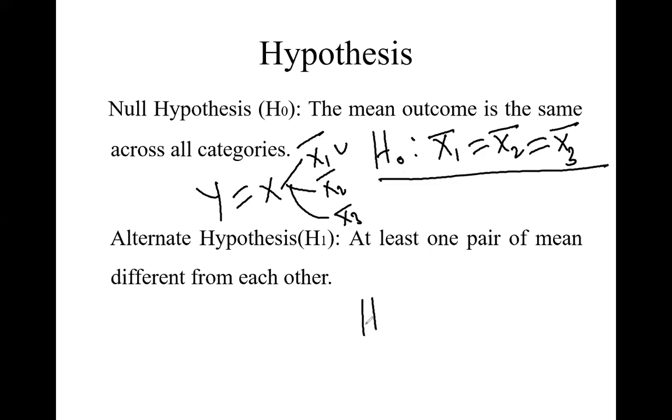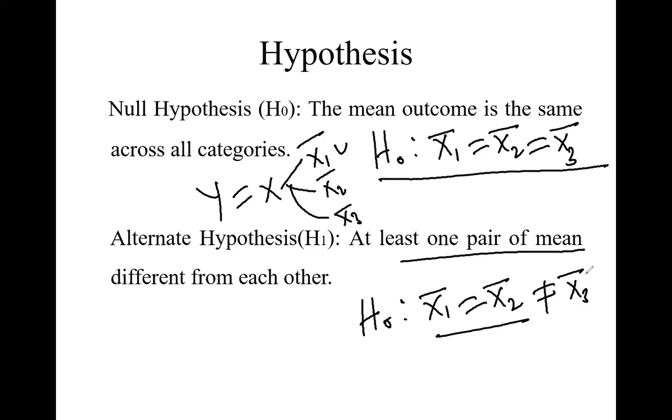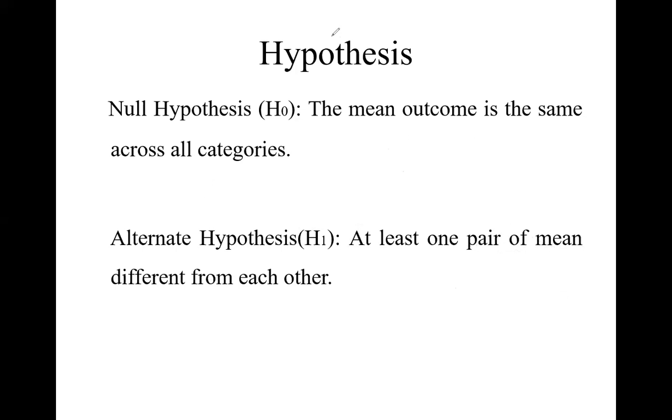But the alternate hypothesis says no, there is one pair of means different from the other. This pair may be different from this one, or this pair may be different from this pair, or this pair may be different from this pair. Okay, this is our alternate hypothesis. It means the result will be different. Now we check it. The analysis of variance, so ANOVA.